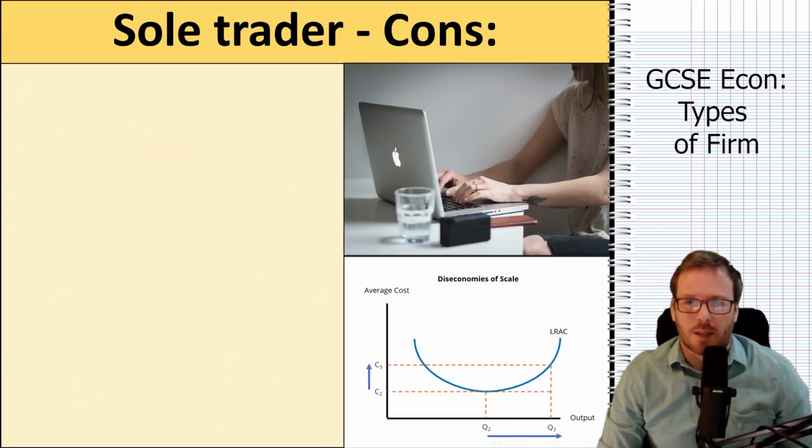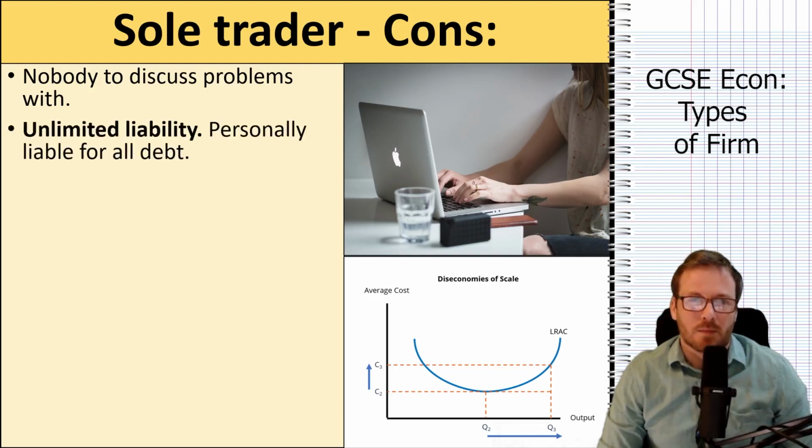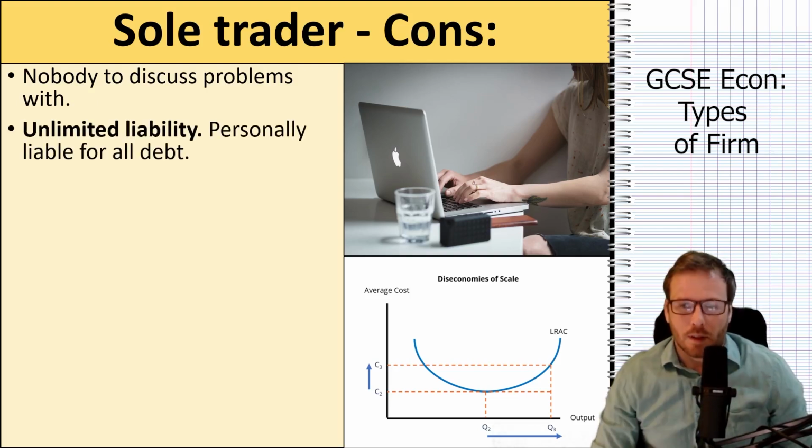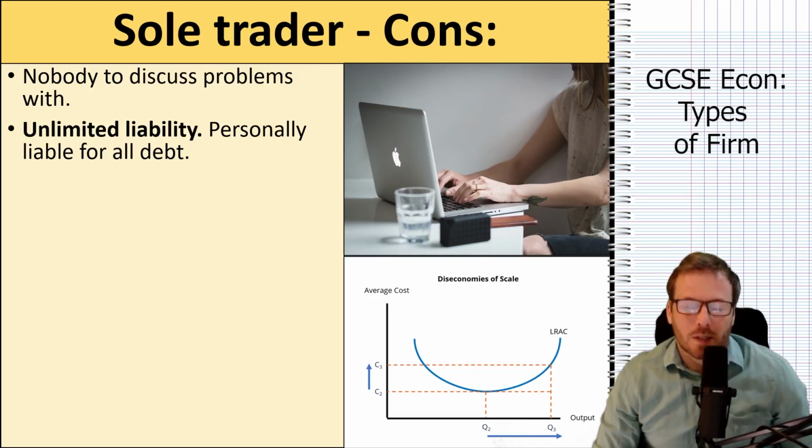So the cons of this then, of course there are a lot. Who can you discuss problems with when your business is going down? You have unlimited liability, and this is the biggest issue of a sole trader. If your business fails because it is your business, you are registered to this business, and you've borrowed a lot of money, you might lose your entire house, your entire savings to pay off the debts. You are not a separate legal identity from your business.